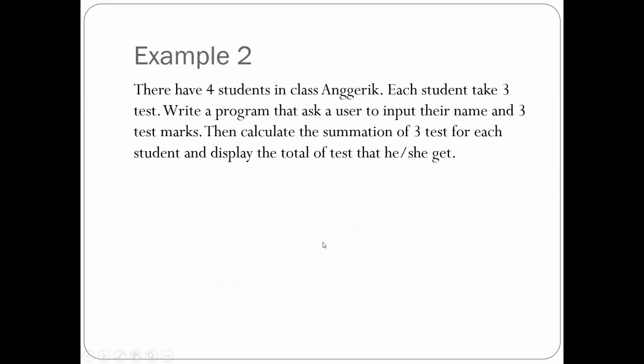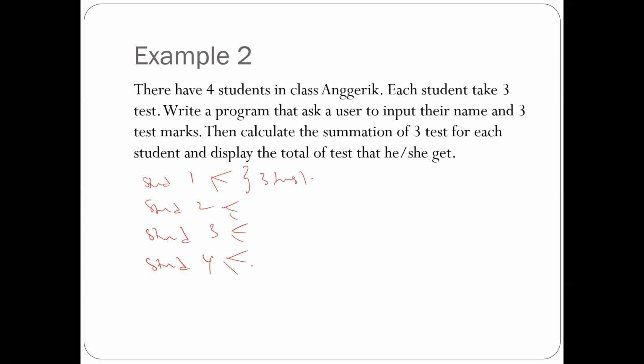Okay. So example 2. For example, they have 4 students in class Anggrek. So ni example je lah. Each student takes 3 tests. Maksudnya satu orang student dia ambil 3 test. Dia ada 4 student: student pertama, student kedua, student ketiga, student keempat. So dia ada 4 orang student dan setiap orang student ni dia ambil berapa test? 3 test. Okay, nampak tak benda ni berulang?